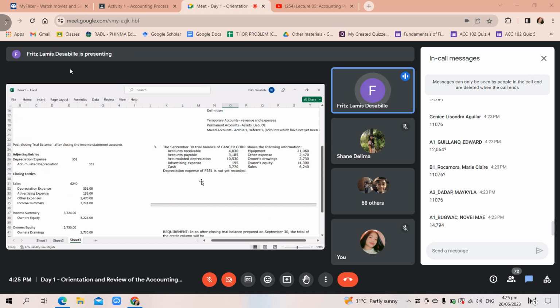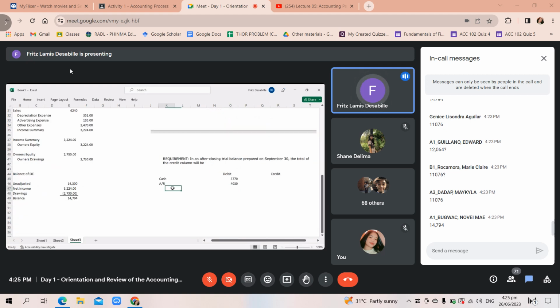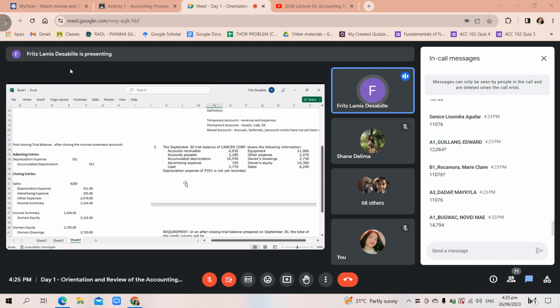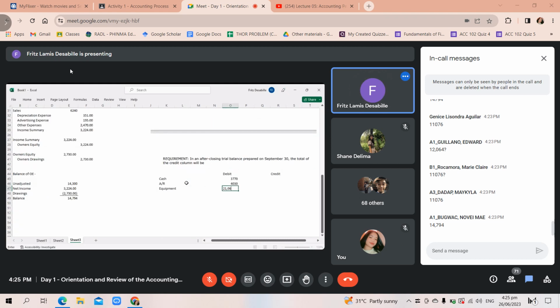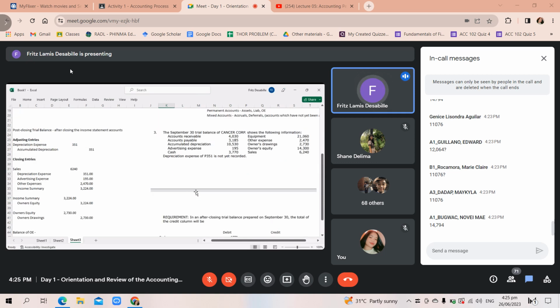Next is equipment. We have no adjustments for equipment. How much? 21,060. Another one is accumulated depreciation. How much is our accumulated depreciation balance, going by the adjustments and the original balance? How much is the updated balance of the AD? 10,881.